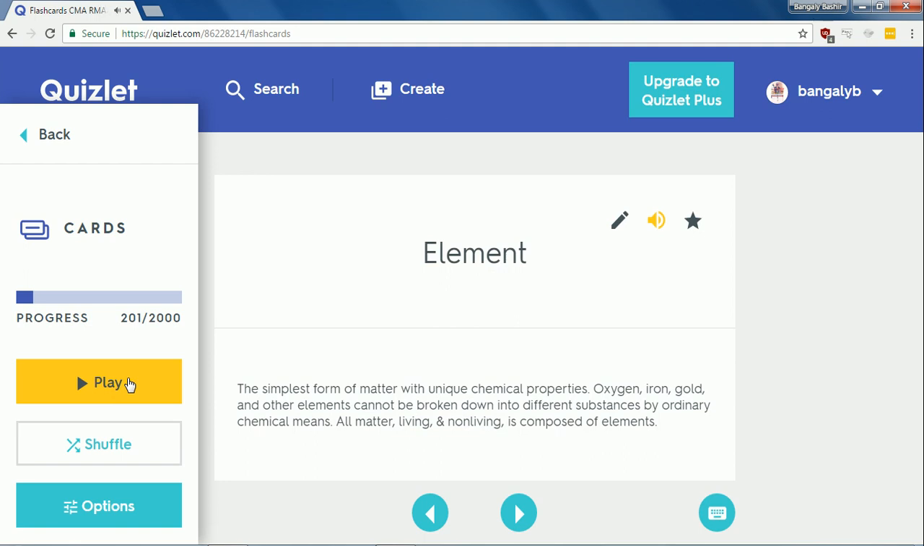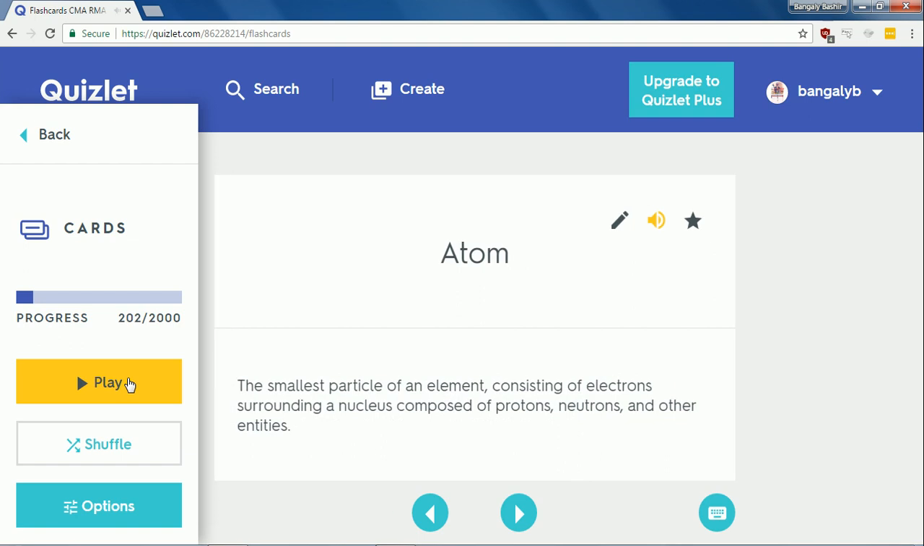Element. The simplest form of matter with unique chemical properties. Oxygen, iron, gold, and other elements cannot be broken down into different substances by ordinary chemical means. All matter, living and non-living, is composed of elements. Atom. The smallest particle of an element consisting of electrons surrounding a nucleus composed of protons, neutrons, and other entities.